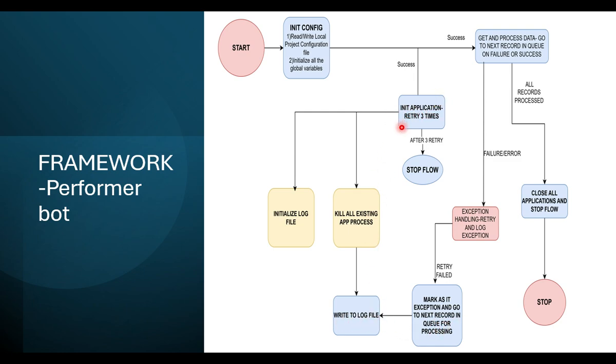And similarly, here in the initialize application, in case there is an issue, it will retry 3 times. If after retrying 3 times it is not succeeding, then it will stop the flow, because there's no point in continuing when the application itself is not available. The target application, like the SAP screen or any other web application, if it is not available, there is no point in going to the data processing. So even after 3 attempts, if the application is not launching, it will stop the flow.